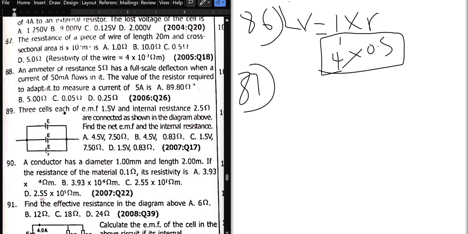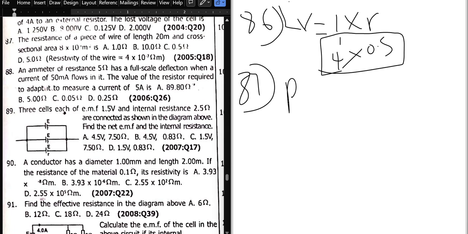We're looking for R. The resistance of the wire was not given. So we're looking for R. We have the length, we have the cross-sectional area, that's A. So what are we going to do here?